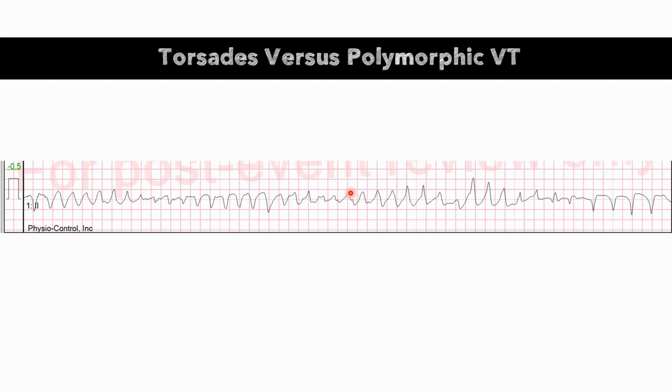Now, what's the difference between torsades and polymorphic VTAC? So take a look at this rhythm. Would you call this torsades or polymorphic VTAC? If you said torsades, you'd be wrong. If you said polymorphic VTAC, you'd probably also be wrong, because the answer is we don't know.